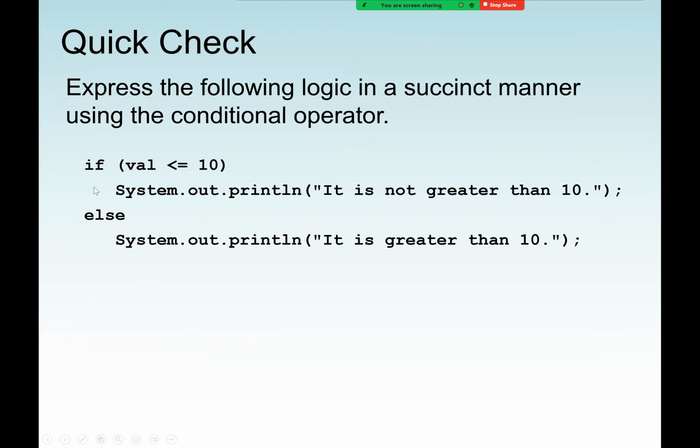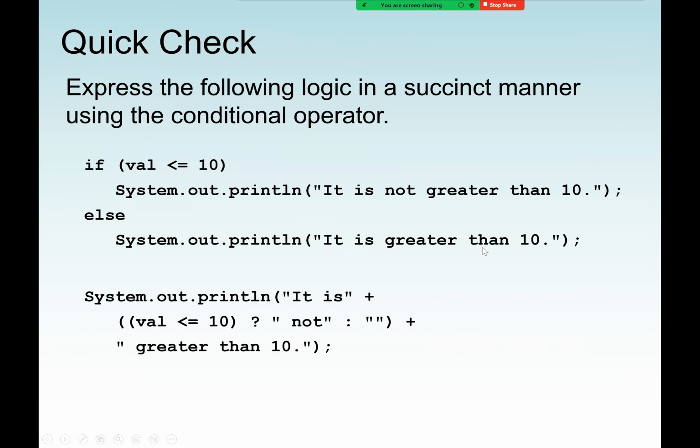So this is another quick check. Here we say if var is less than or equal to 10, we print it is not greater than 10. Else we say it's greater than 10. We can also use the conditional operator. We say var is less than or equal to 10, question mark, we put the keyword not, then we have the colon. Colon means greater than 10, because if it's false, that means it's greater than 10. True means it's less than or equal to 10, or it's not.